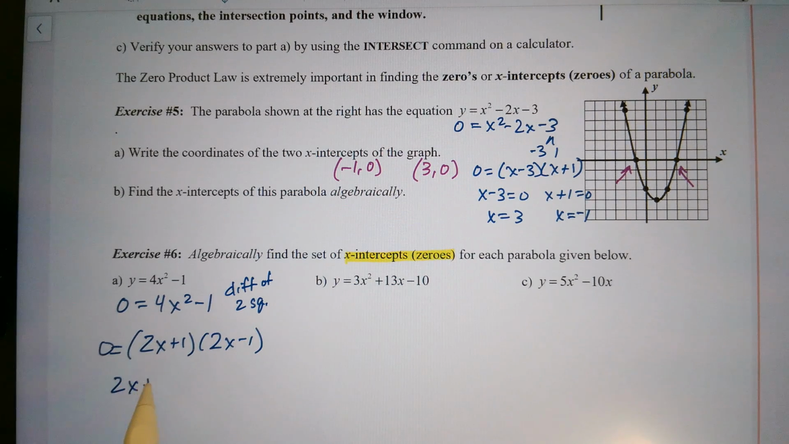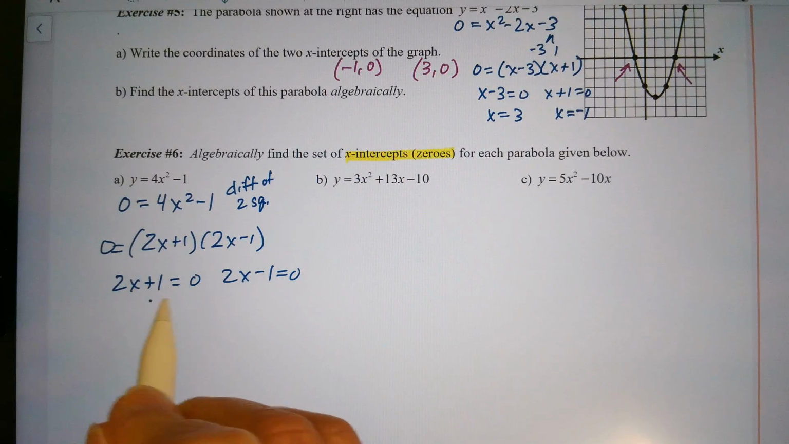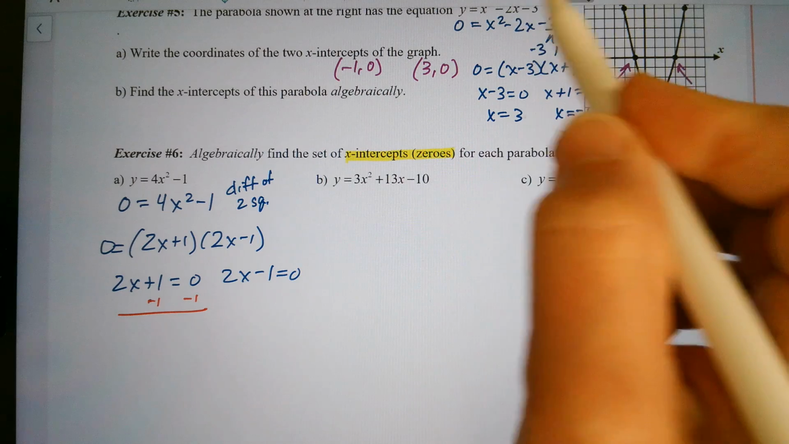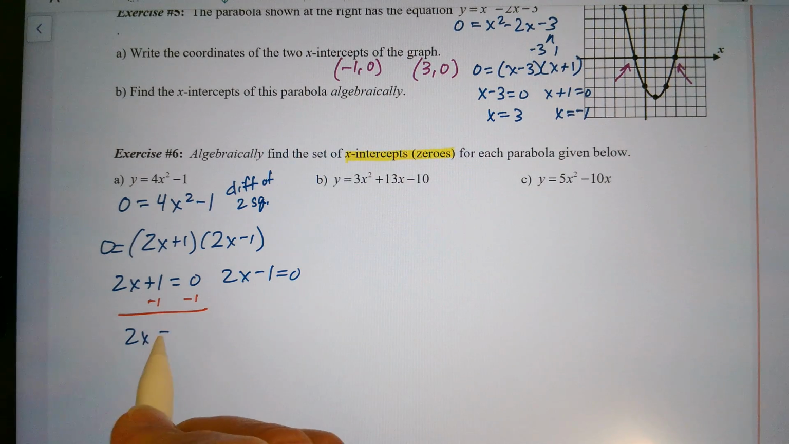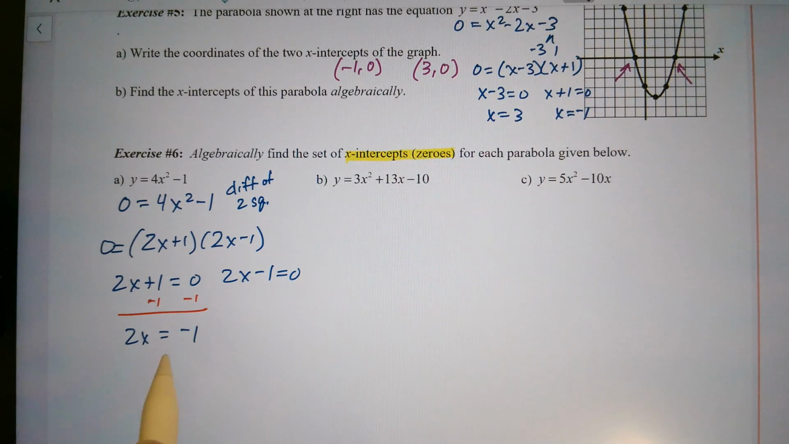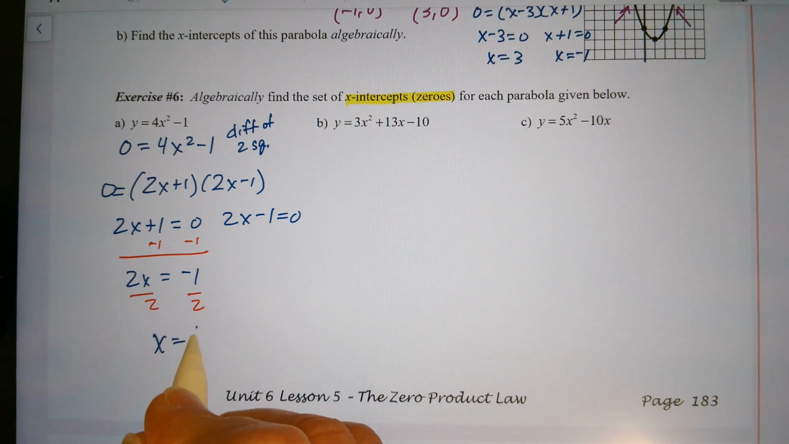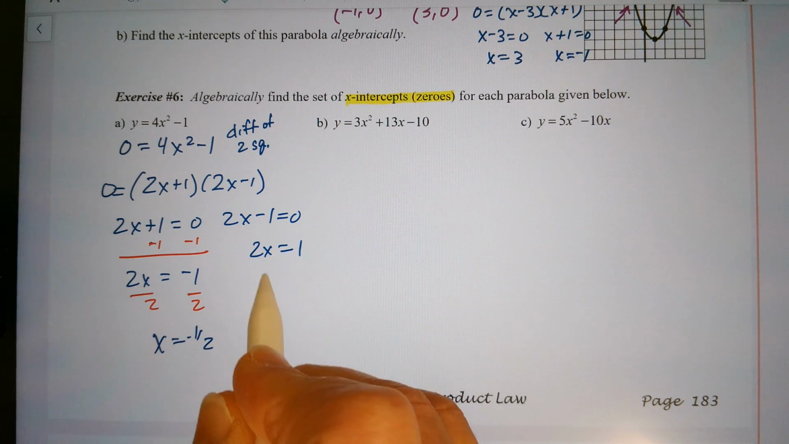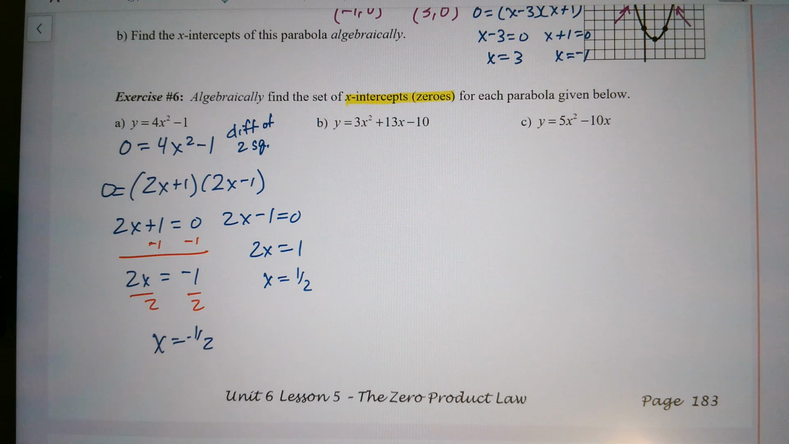We set each factor equal to 0. And then solving, subtracting 1 from both sides here. And you don't have to show this step, and usually I would not. 2x equals negative 1, and then dividing by 2. X equals negative 1/2. Add 1 to both sides, divide by 2. So here's our solution, negative 1/2 and positive 1/2.